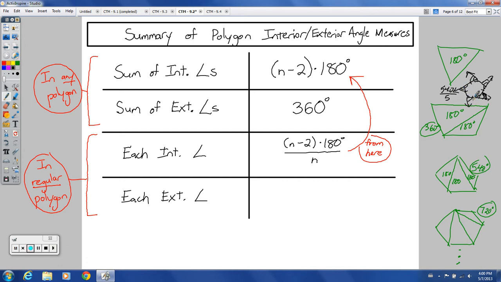It's the same idea. You still divide by how many sides there are, and that's going to be the number of exterior angles, that n number, and then 360 is the total. So the total divided by how many there are gives you the measure of each one, one more time. And so let's do the same thing here. That comes from here.